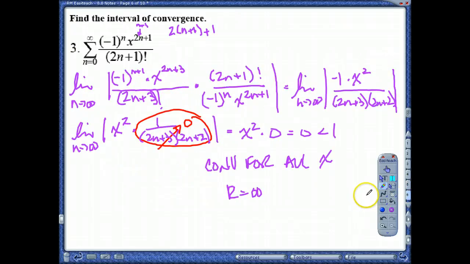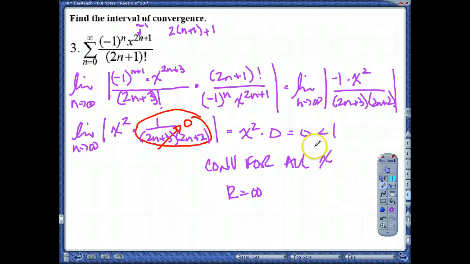And then part 3, okay, you got 0 times x. It doesn't matter what x is equal to. You're always going to get 0 for that limit, so it's always going to be less than 1. So it is going to be a convergence of everything, which means your radius is infinity.